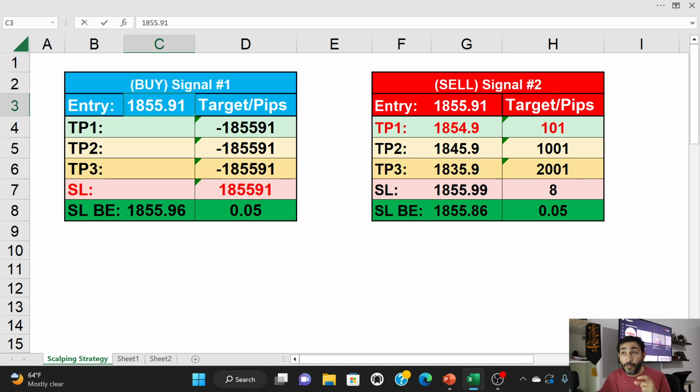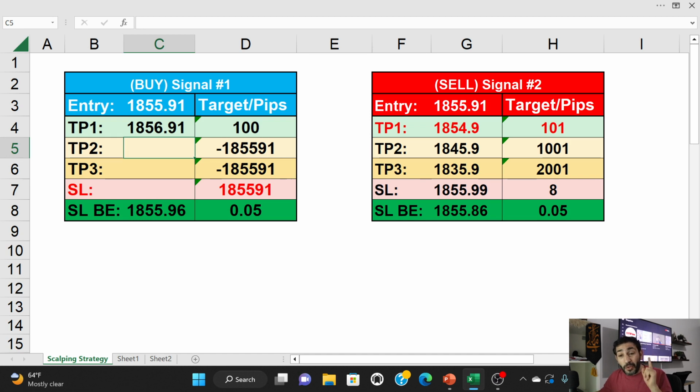I am aiming for 100 bip. So if I want to aim for 100 bip, I need to change the 5 to 6. So I will put 1856.91. The moment I hit the button, I have 100 bip. Okay. Now let me increase 1,000 bip.